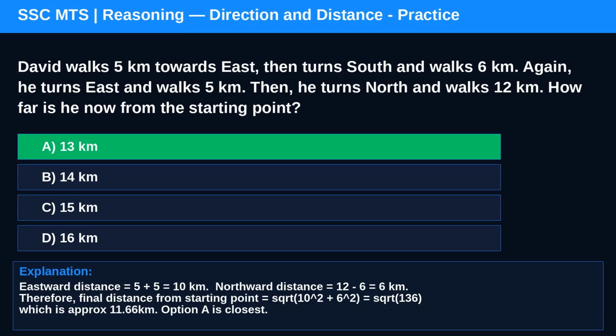Correct answer is A. Eastward distance equals 5 plus 5 equals 10 km. Northward distance equals 12 minus 6 equals 6 km. Therefore, final distance from starting point equals SQRT of 10 squared plus 6 squared equals SQRT 136, which is approximately 11.66 km. Option A is closest.